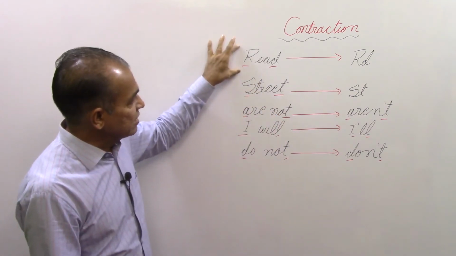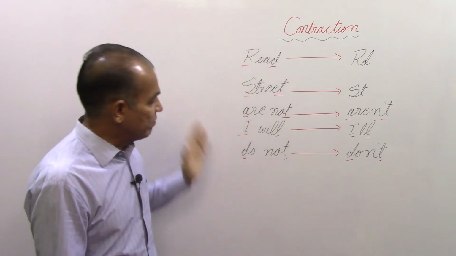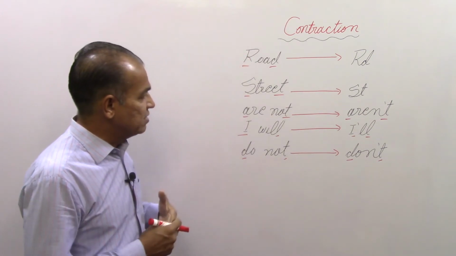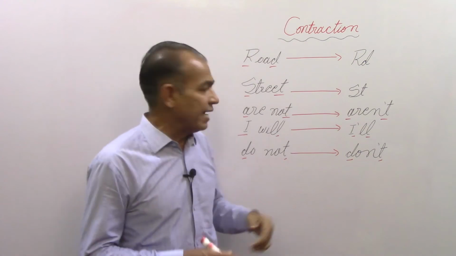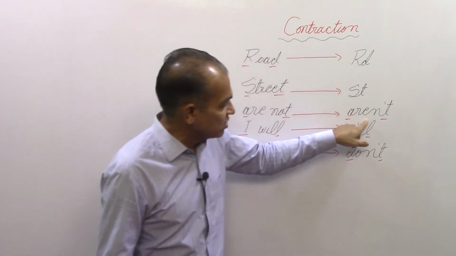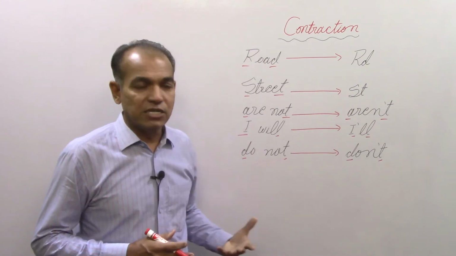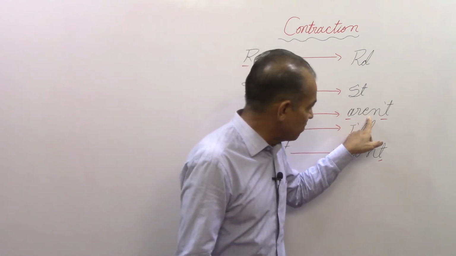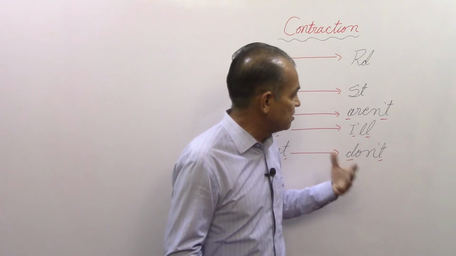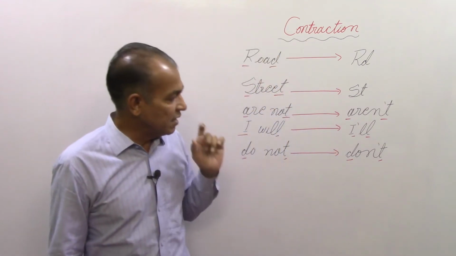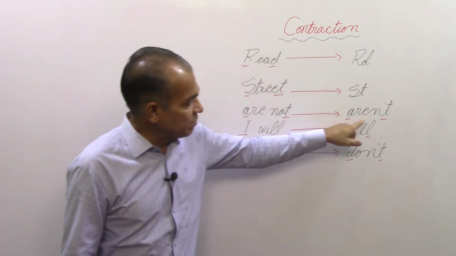But this is the case only for single words, okay? When we change two words into a contraction, like we have changed are not into a contraction here, so now it will get a new pronunciation. How will we pronounce this word? Because it has become a single word, now we'll pronounce it aren't. It's pronounced aren't.